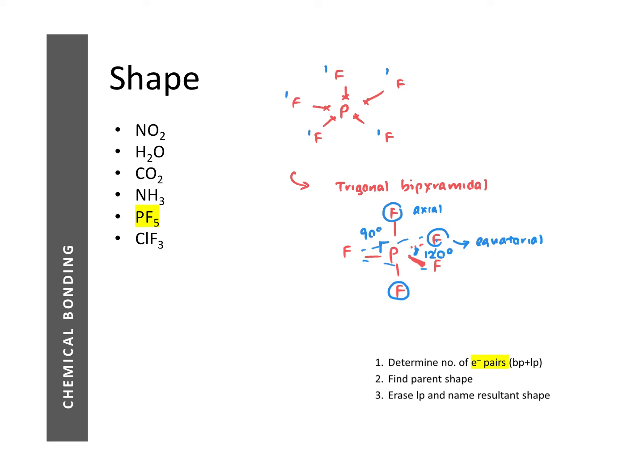So for those of you who were earlier wondering why I chose certain PF bonds to erase when we are converting bond pairs to lone pairs, there is a theory behind it. We want to minimize what we call 90 degrees repulsions, but I shall not go into that in this video.